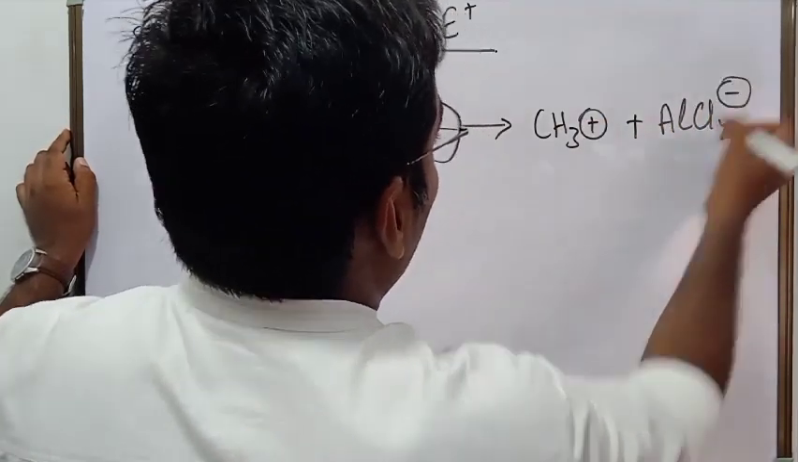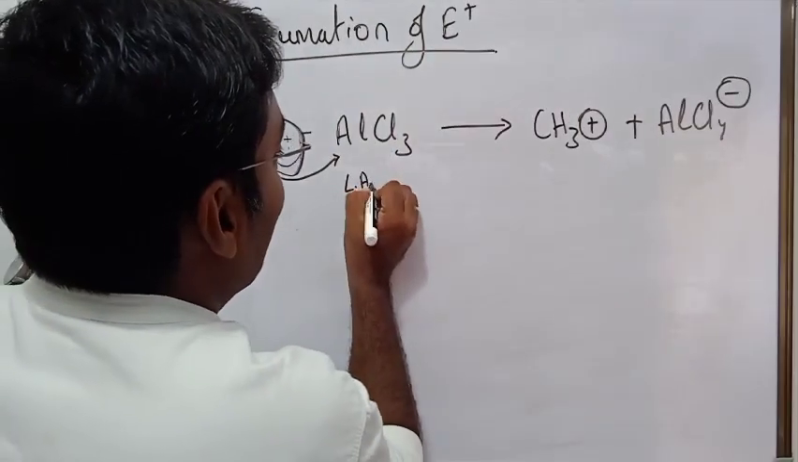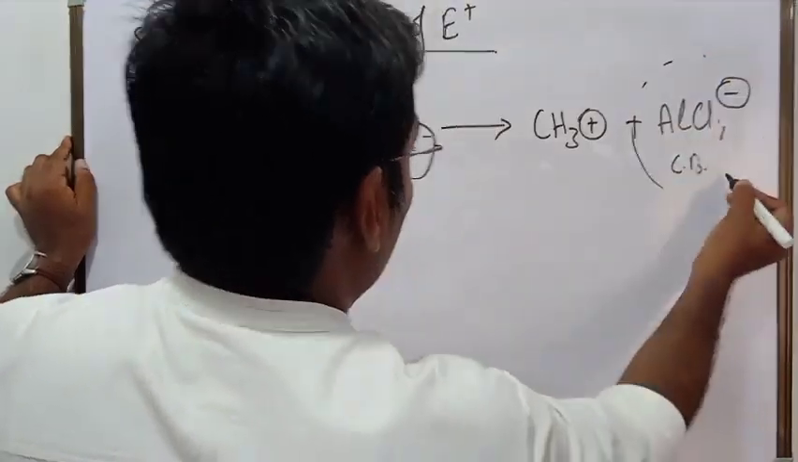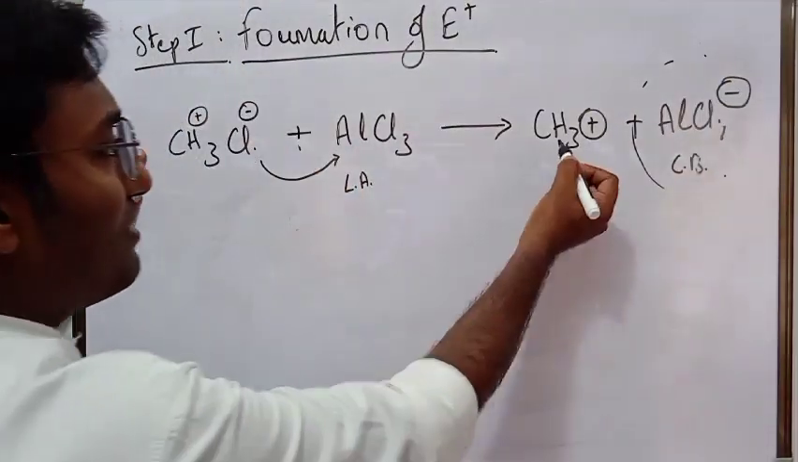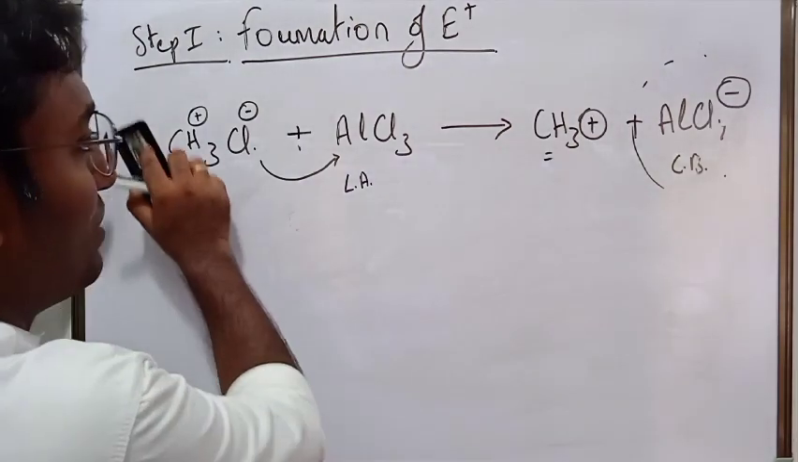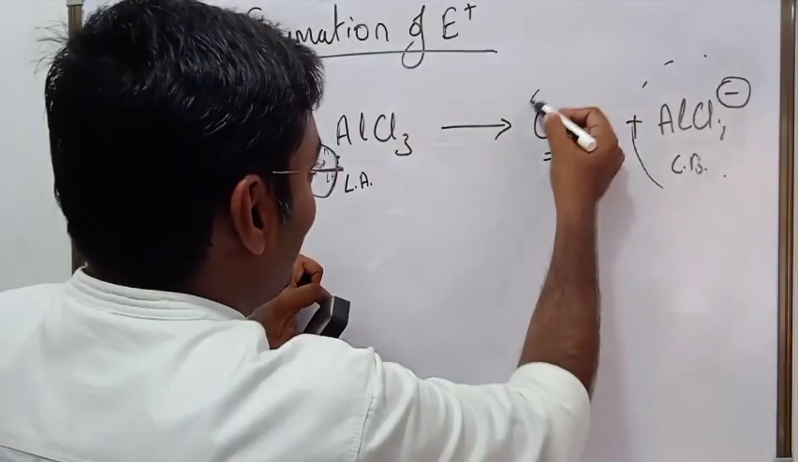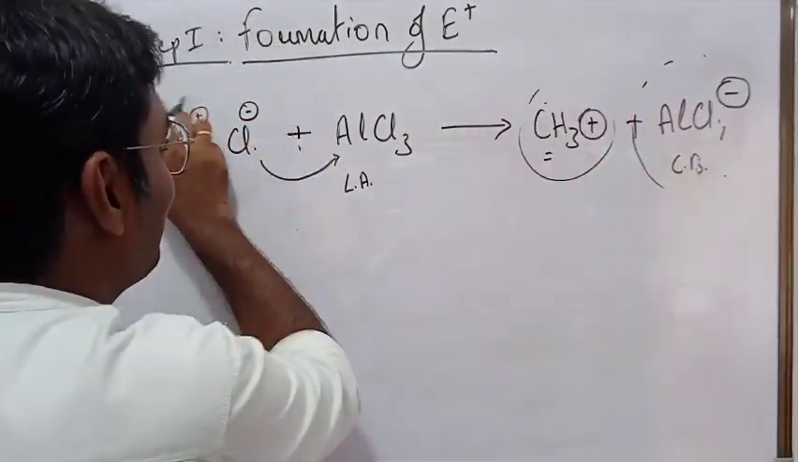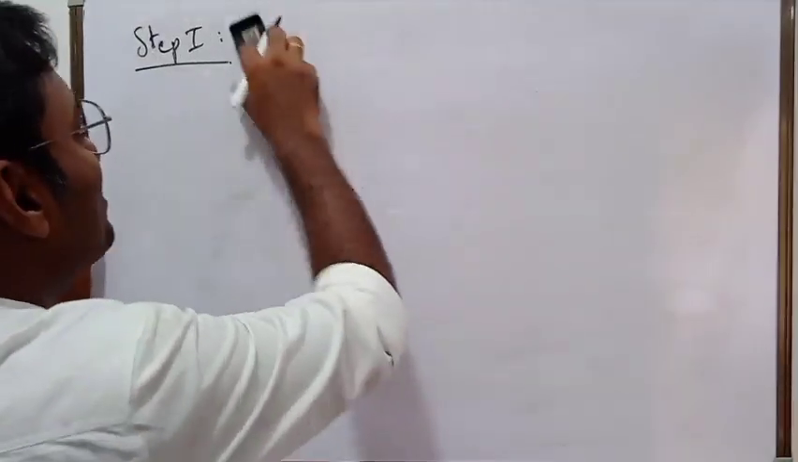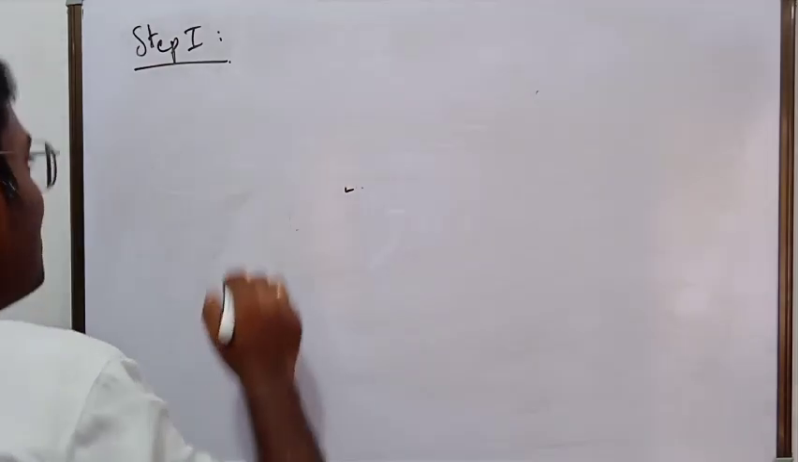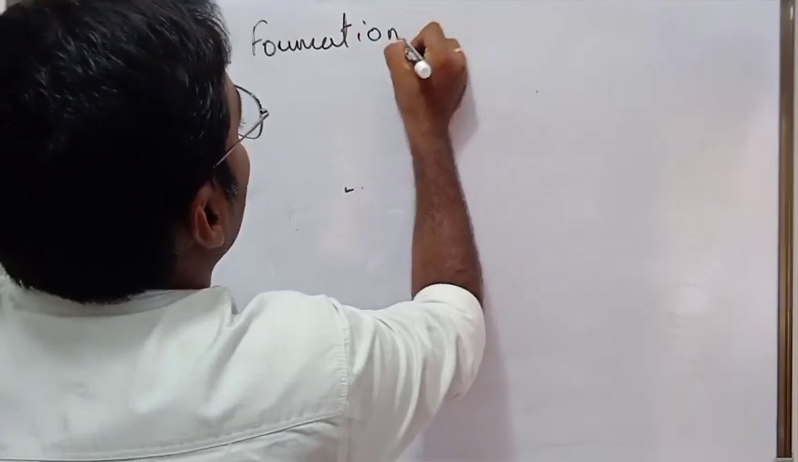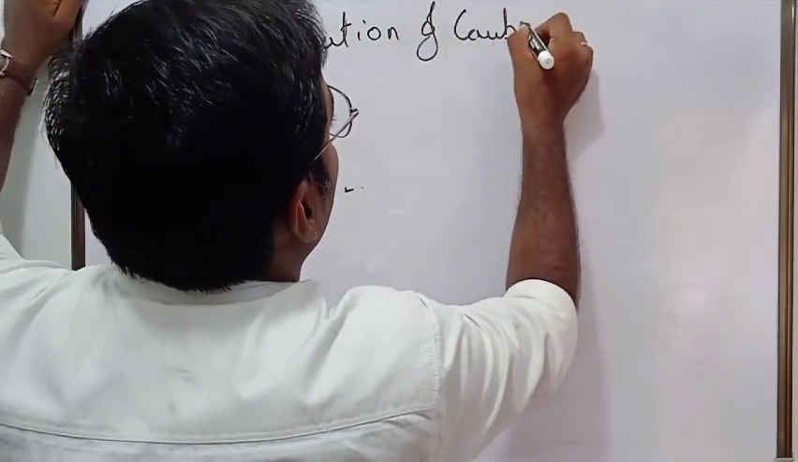Note that, this is the Lewis acid and this is its conjugate base. We will use the conjugate base in the third step. So that's how we get our electrophile. Step number 2. Now the electrophile is generated. Do you think it will sit idle? Does it have a role or a function? Yes, it won't sit idle. It would attack the benzene ring. So step 2 would be the formation of carbocation.